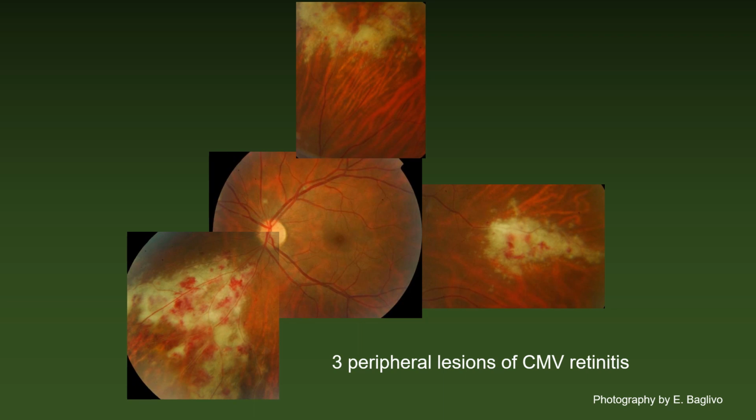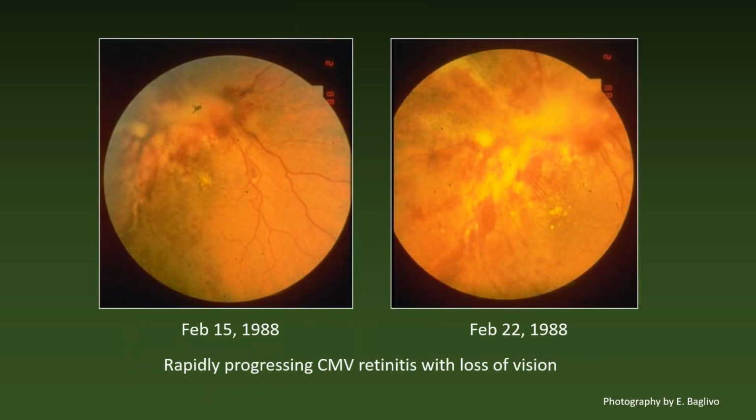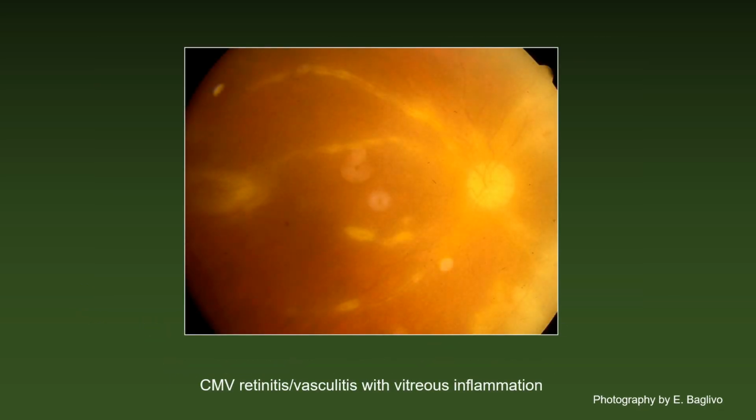Three peripheral lesions of CMV retinitis. Untreated CMV retinitis can progress very rapidly. These two images were taken only one week apart. CMV retinitis can cause inflammation of the vitreous body, partly obscuring the view of CMV vasculitis in the background.